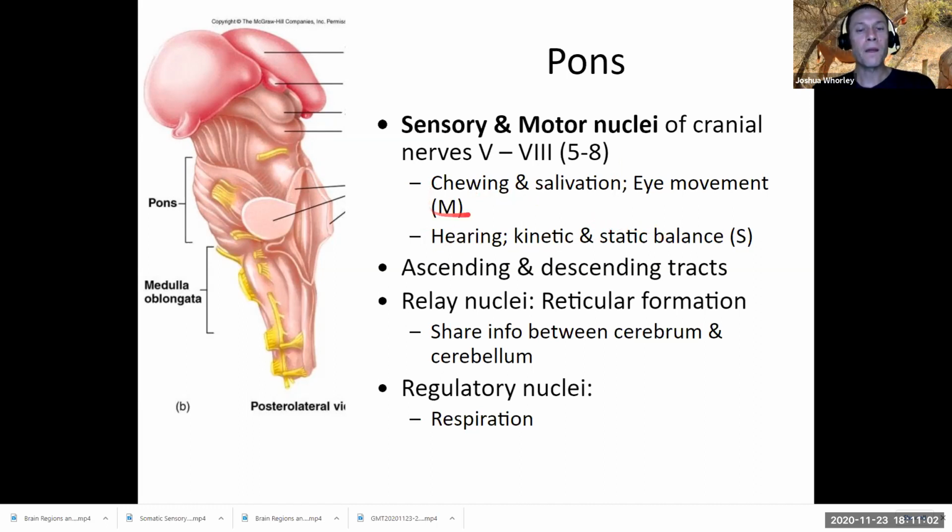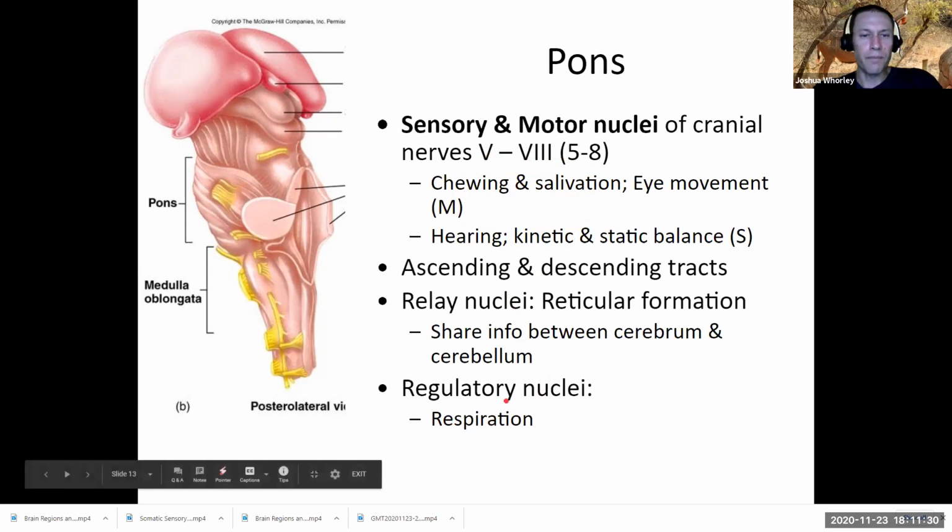And then there's also motor output that goes along with that. So eye movement, chewing, production of saliva, that's all motor output that has origins here in the pons, this very old center of the brain. So chewing and salivation is one of those things that we don't really think about, secreting saliva and digestive enzymes, but your pons does that for you. There are regulatory nuclei that do that.